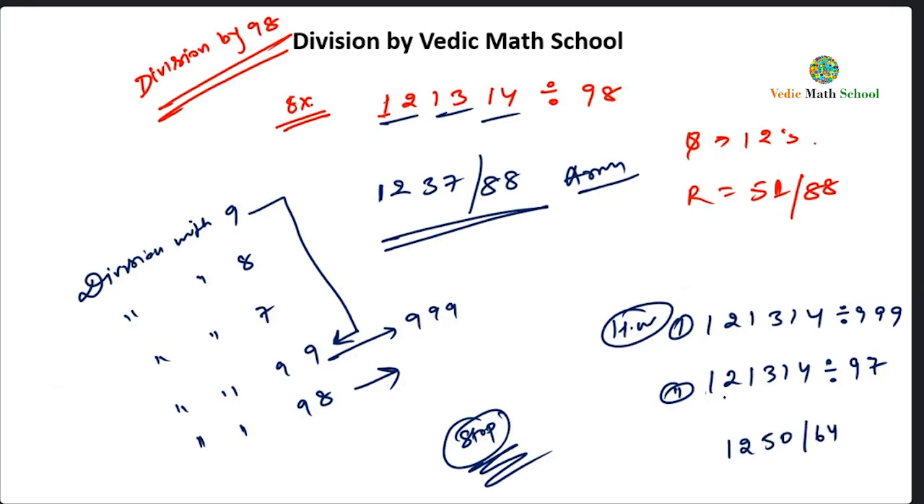12, correct. 12 times 3 is 36. 36 plus 13 is 49. So 49 will be there, and then 49 into 3 is 147. So you are adding that here. 147 plus 14 is 161. Everyone getting 64 or 61? I'm getting 64. 147 plus 14, remainder 64, sir.